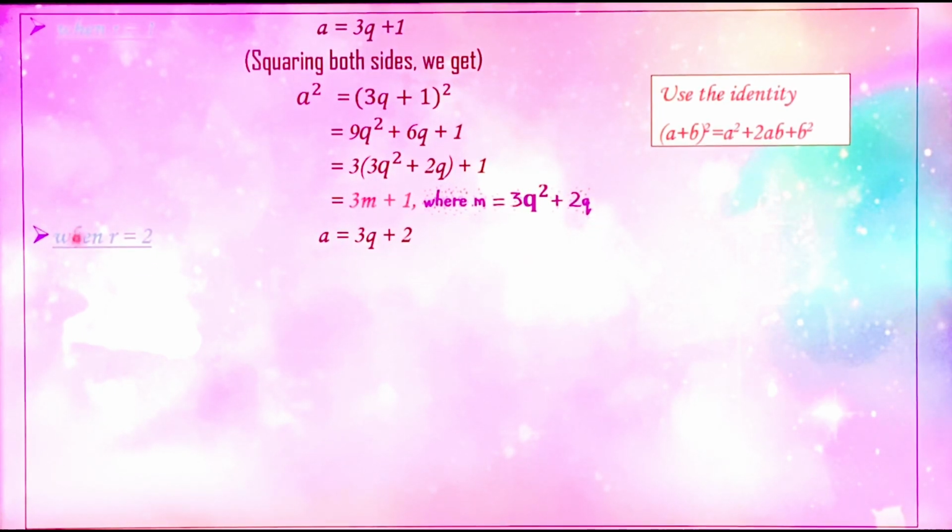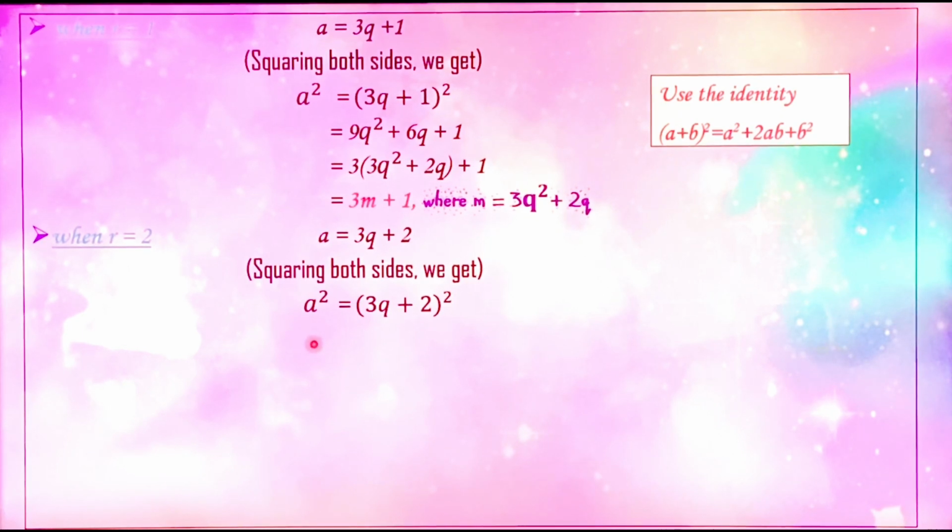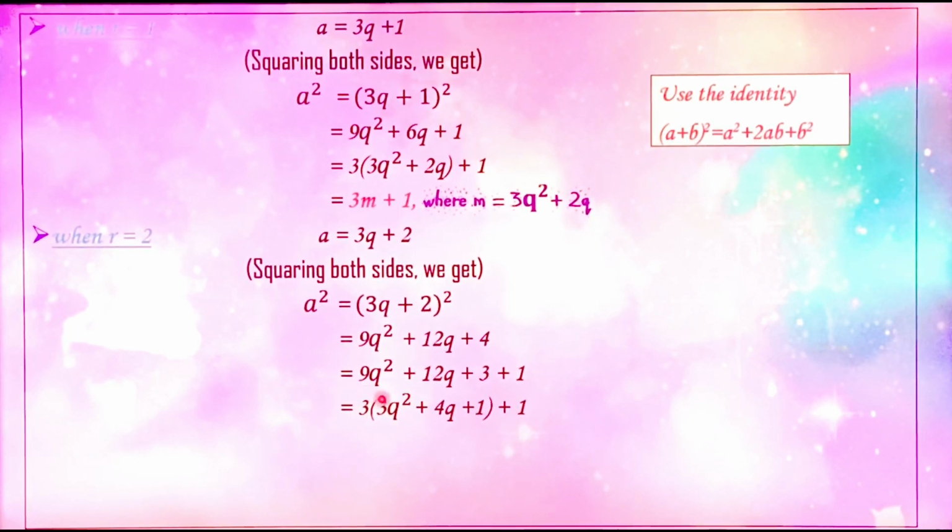Now, take r is equal to 2. Then a is equal to 3q plus 2. Squaring both sides, we get a square is equal to (3q plus 2) the whole square. That is, a square is equal to 9q square plus 12q plus 4. We have to write this as 3m or 3m plus 1. Is it possible? Yes. 4 can be written as 3 plus 1.